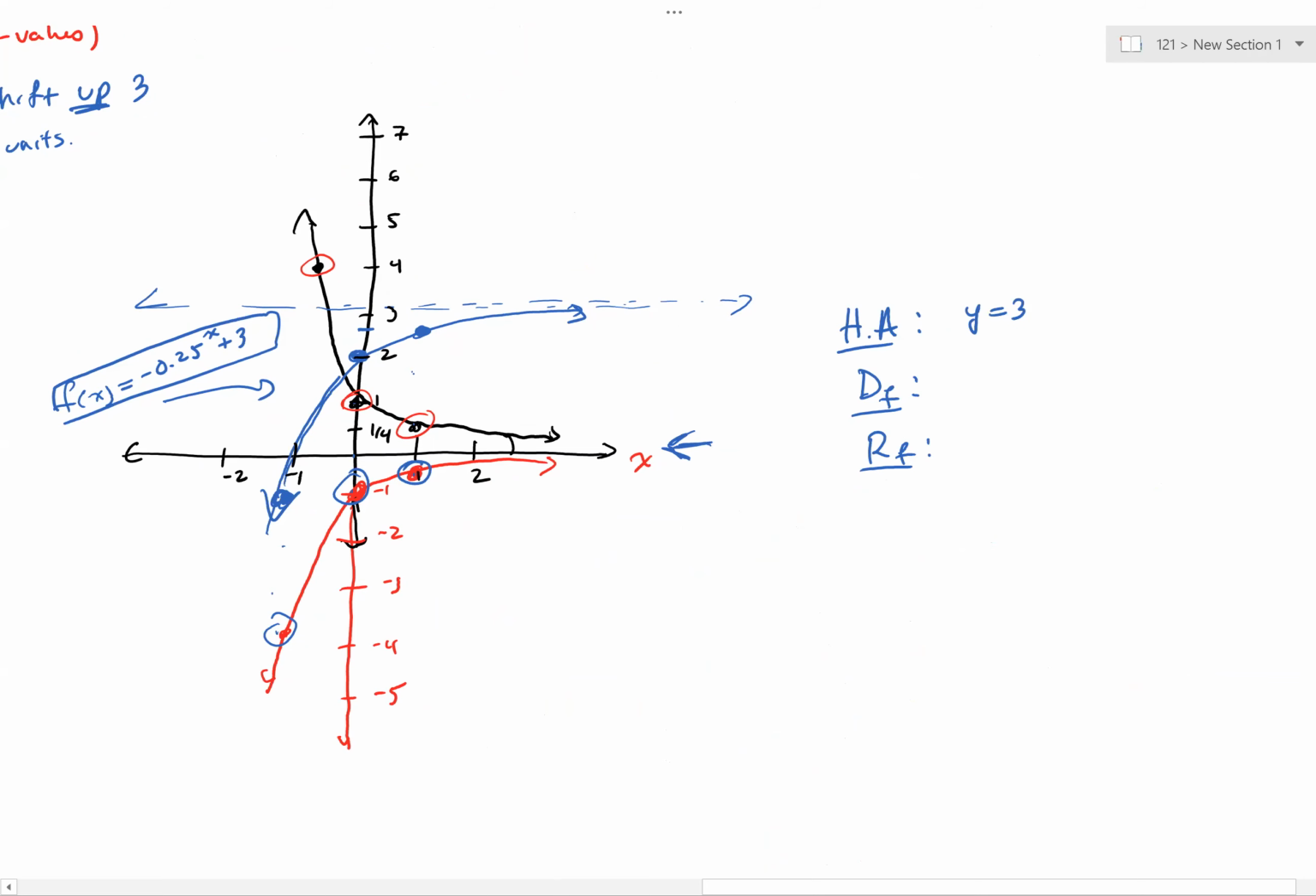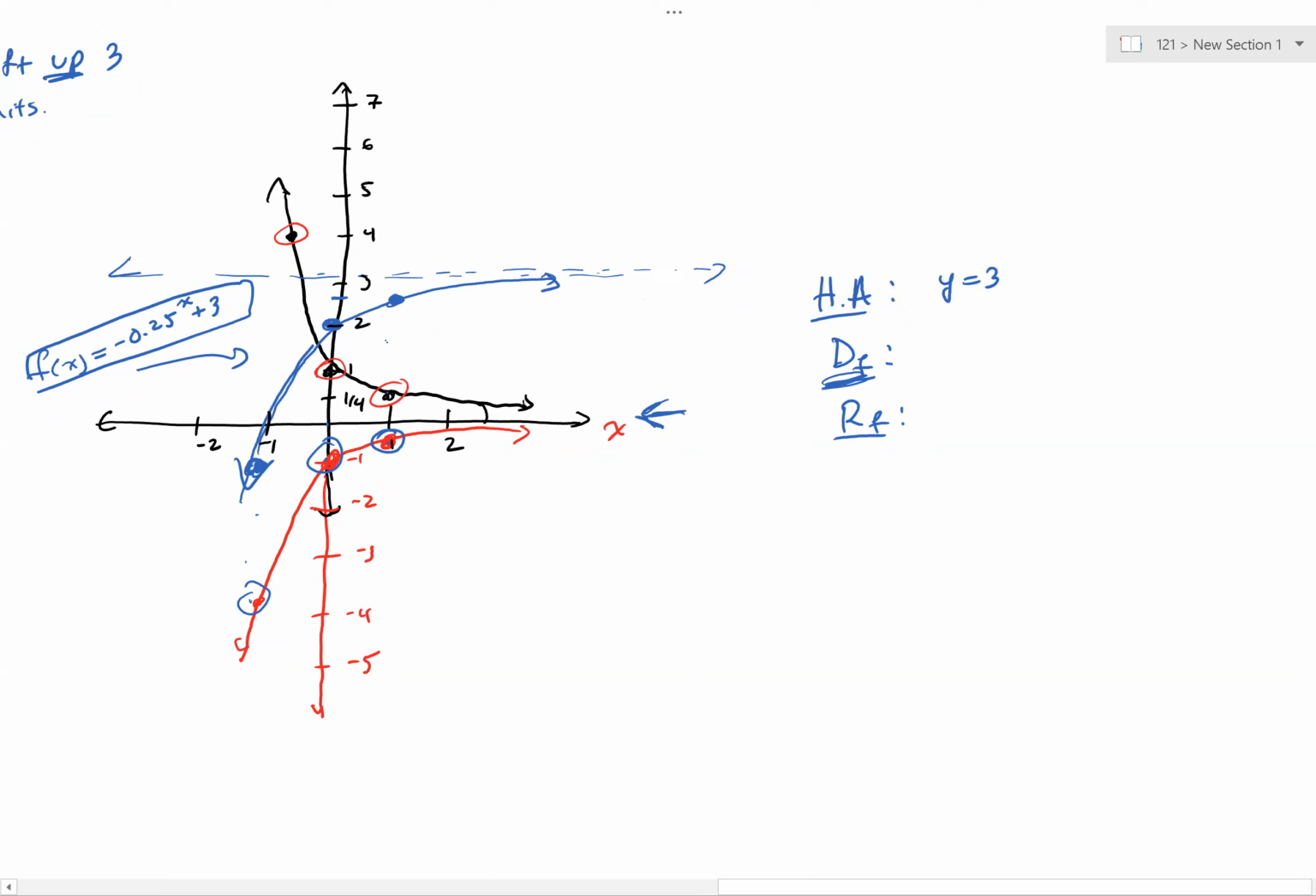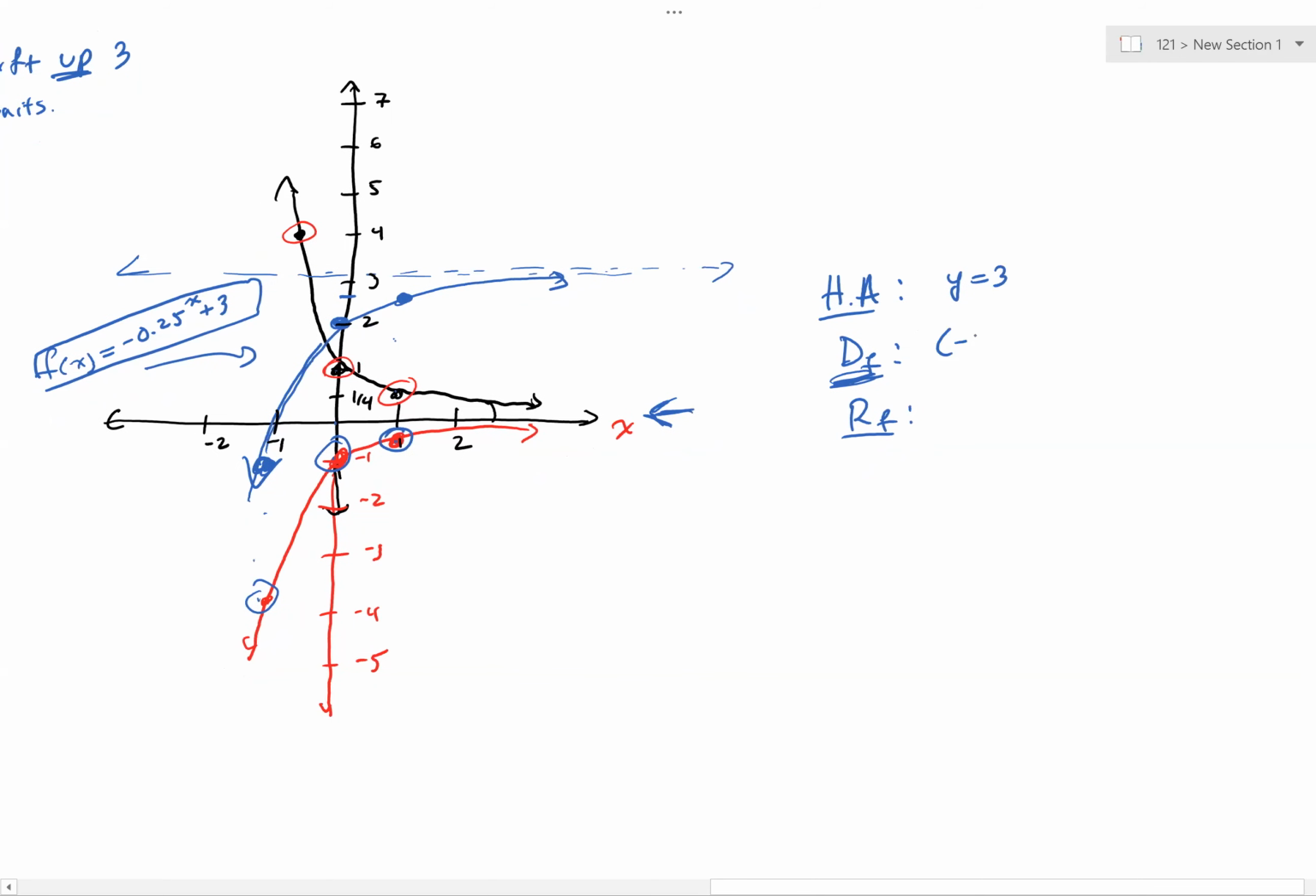And that changes the range too. The domain for an exponential function will never change, even if you apply transformations like these. So the domain of f is negative infinity to infinity. You can plug any number you want into an exponential function. The range of f, though, that has definitely changed.